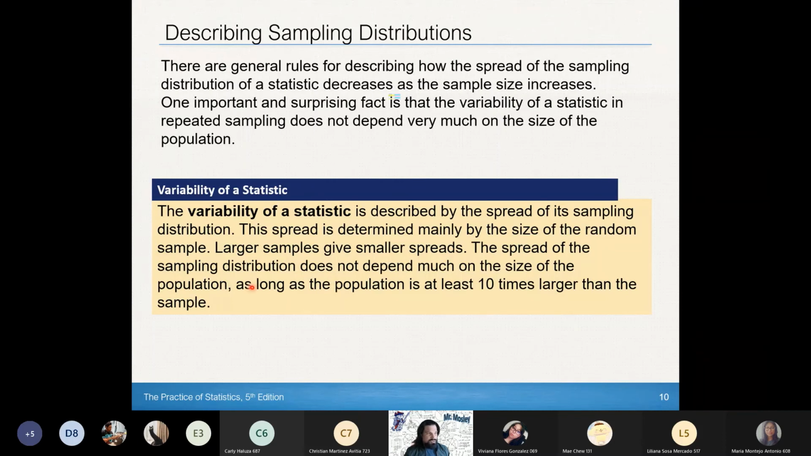Larger samples give smaller spreads. The spread of the sampling distribution does not depend much on the size of the population, as long as the population is at least 10 times larger than the sample. In other words, as long as the population satisfies the 10% condition. Right? Our sample size should not be larger than 10% of our population. Otherwise, things could start acting differently. So again, the main takeaway: large sample sizes give smaller spreads. Make sure your 10% condition is satisfied.